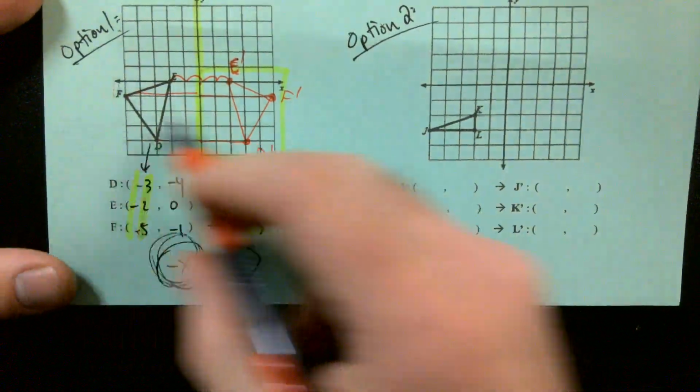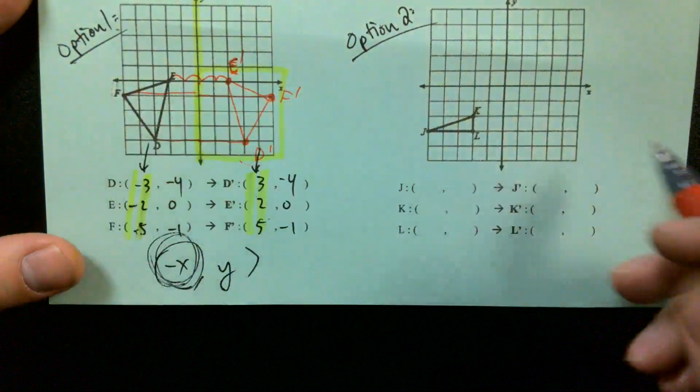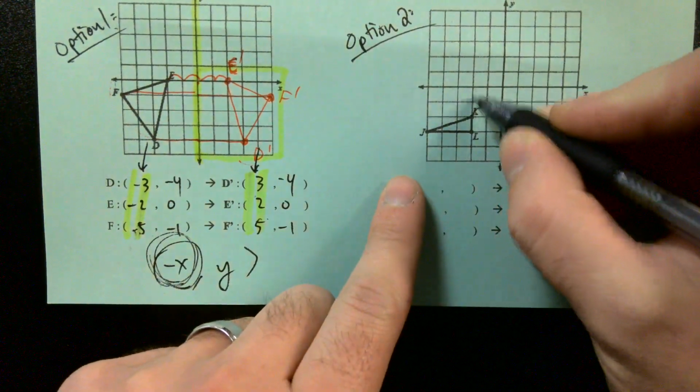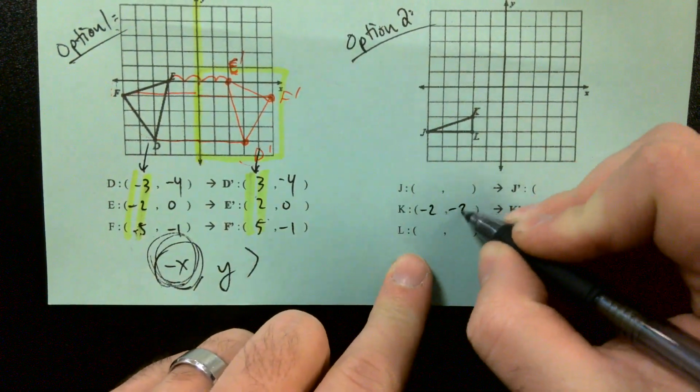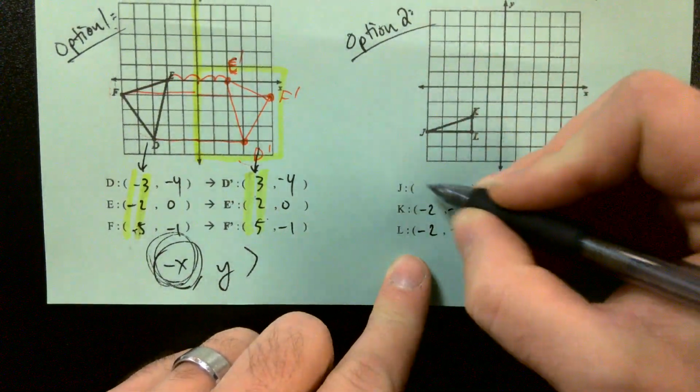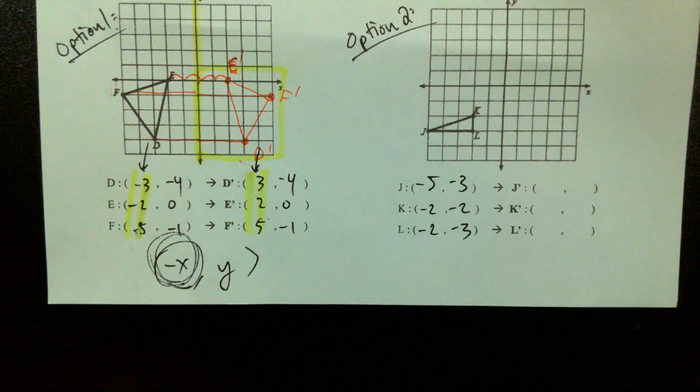Just graphing it. A lot of us are really comfortable counting on the graph and doing all that. The second way to do it is to identify the points. So K is at -2, -2. L is at -2, -3. And J is at -5, -3.